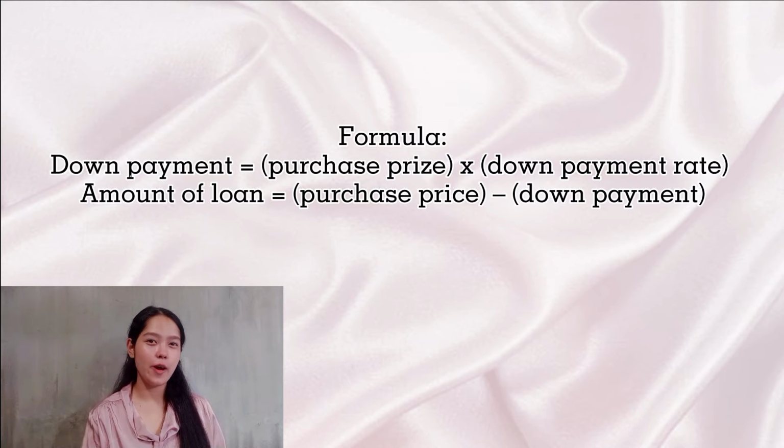To solve problems involving mortgage, here's the formula. Down payment is equal to purchase price times down payment rate. Then, amount of loan is equal to purchase price minus down payment.